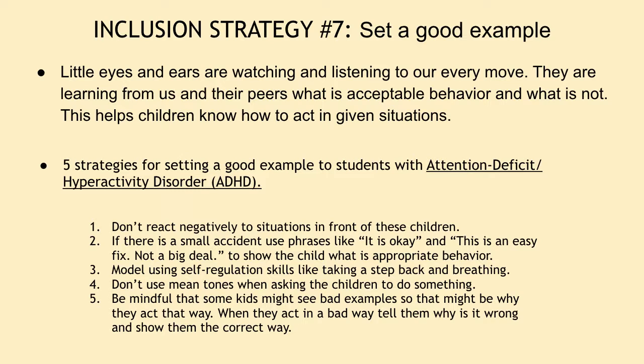Model using self-regulation skills, like taking a step back and breathing if you're frustrated in a situation. Don't use mean tones when asking the child to do something, even if you're frustrated. And be mindful that some kids might see bad examples at home or wherever, so that might be why they act out and act the way that they do. When they act in a bad way, tell them why it's wrong and show them the correct way, because they really might not know. They don't know that it's even wrong because it's just what they've seen.